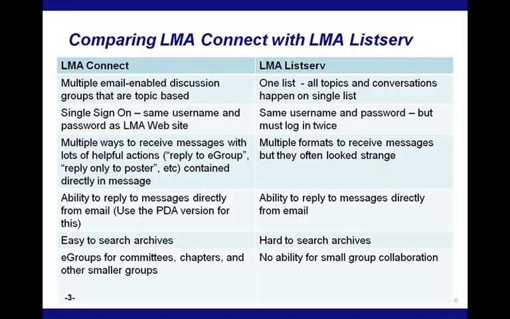Probably the biggest improvement that you're going to see is easy to search archives versus the very hard to search archives on the current LMA listserv. And then with e-groups, we now have the ability to support committee collaboration, chapter collaboration, and collaboration by smaller groups. We had no such ability with the current LMA listserv.